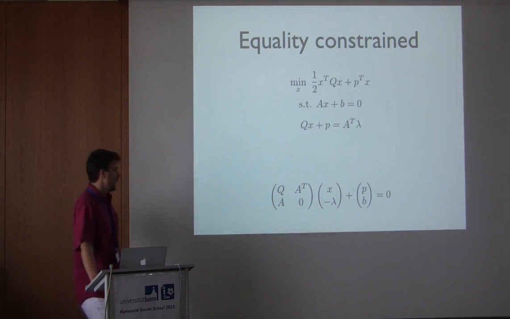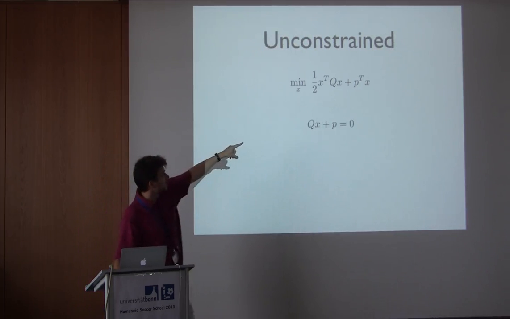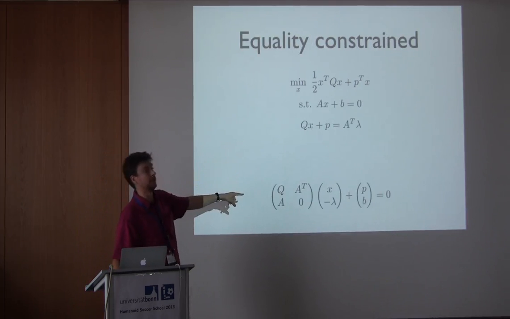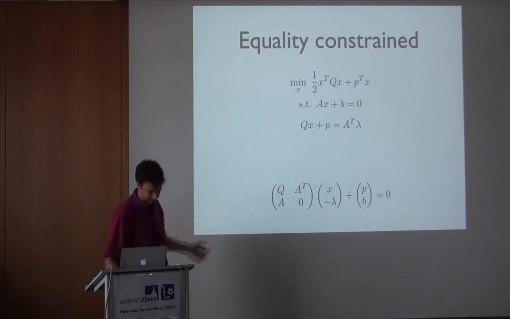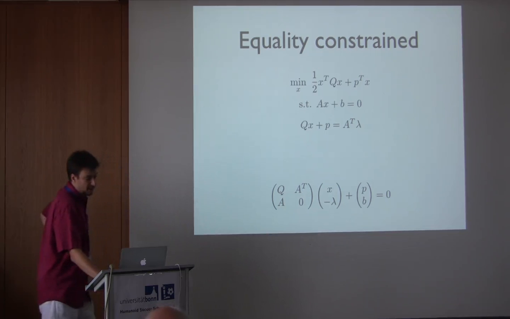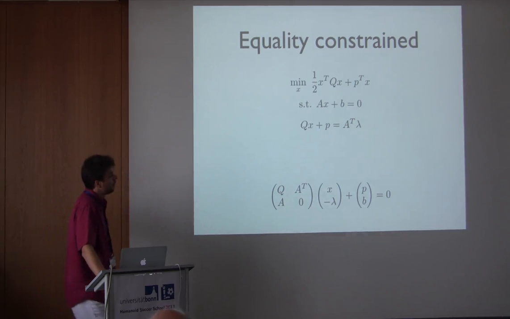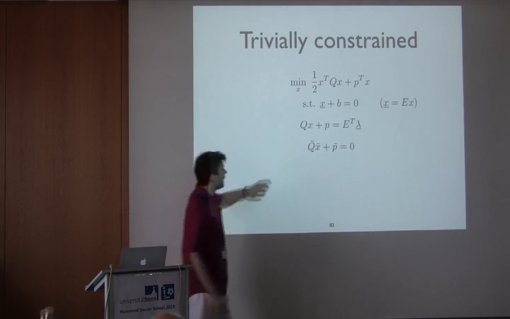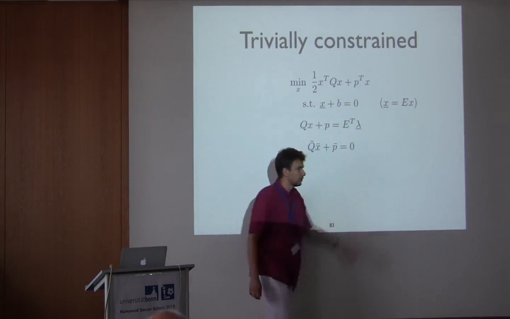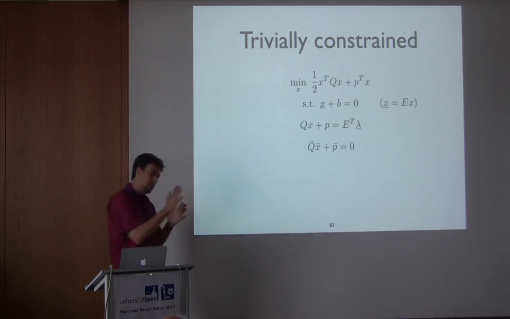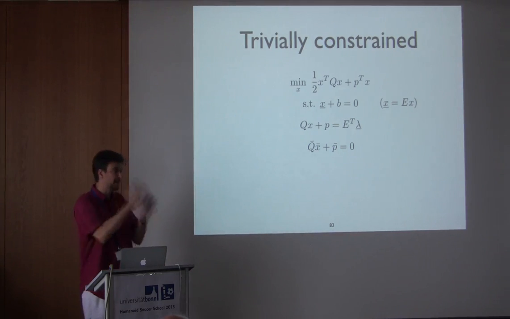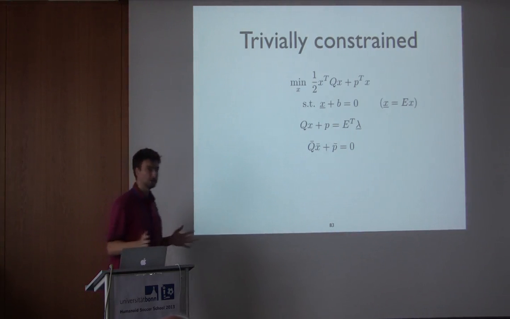You can observe, however, that with respect to the previous equation that we needed to solve, this one is a bit bigger, so it costs more to solve. There is one option higher. What if the constraint is trivial? What if the constraint is x plus b equal to 0, for some selection of x? So some of my variables, I fix them to some given values.